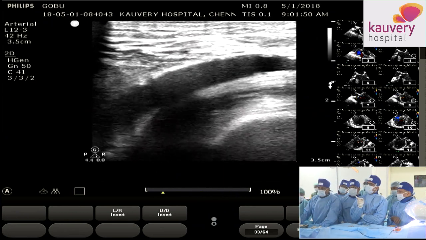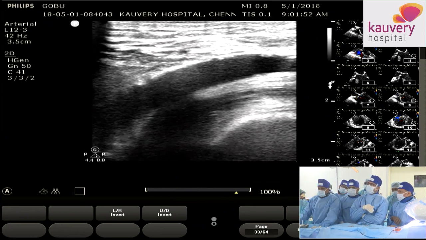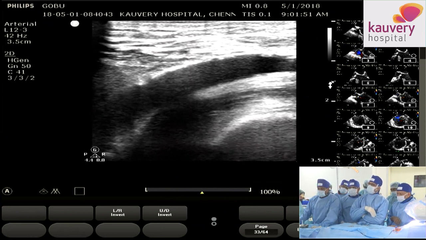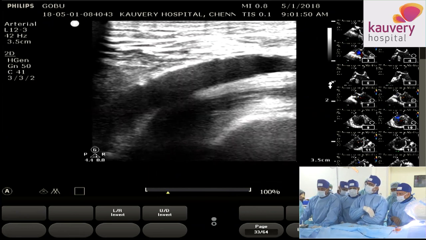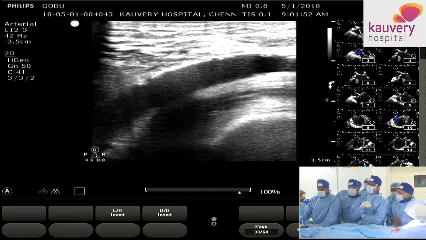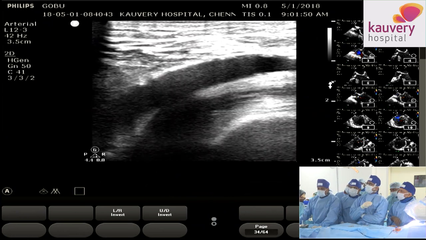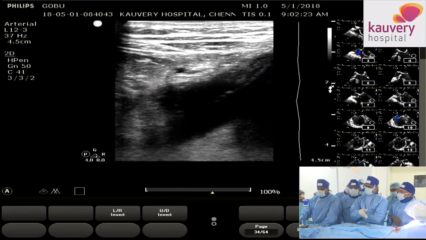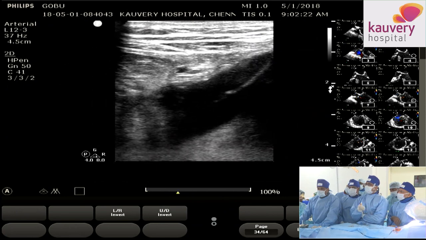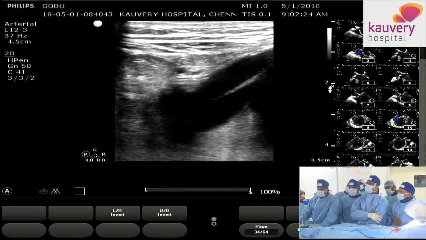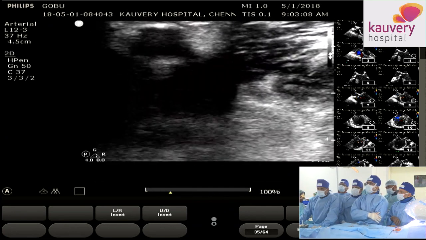Let me just also show the peripheral examination. So this is the common femoral bending down into the external iliac, which looks clean with a bit of calcium on the anterior side. Next. This is all done in the cath lab by us. We just did it a few minutes back. We're just showing you the acquired images. Next.